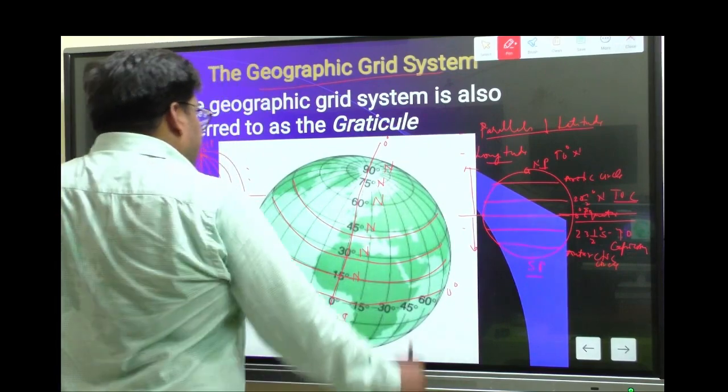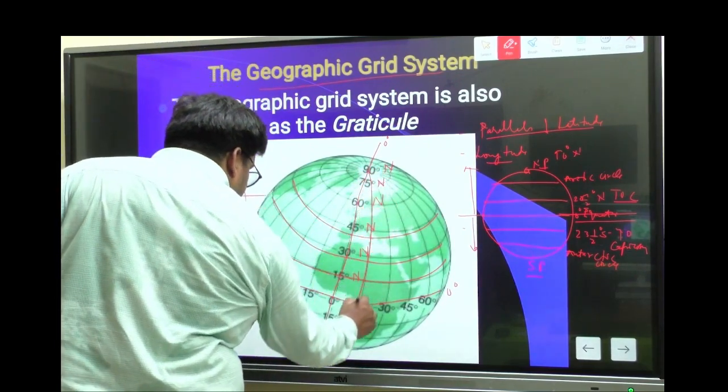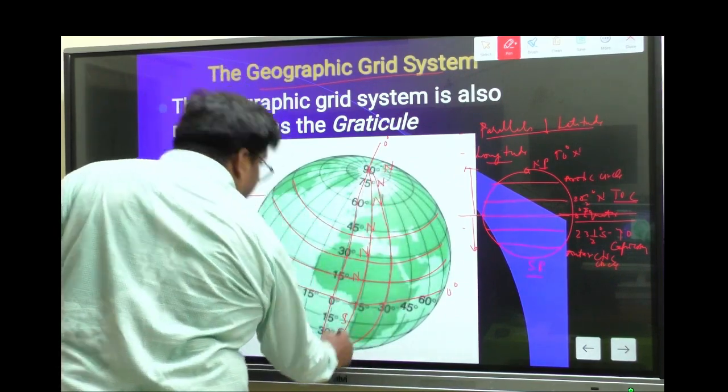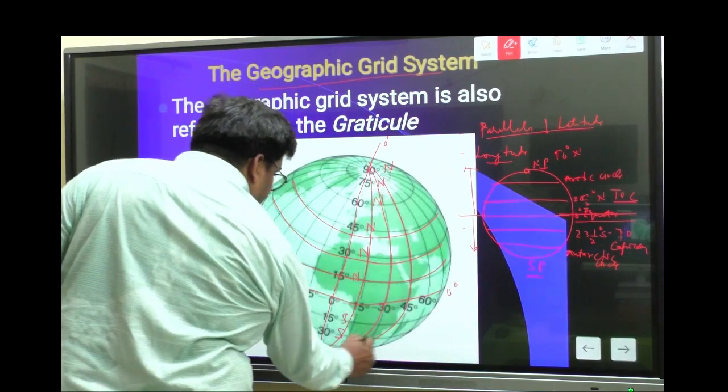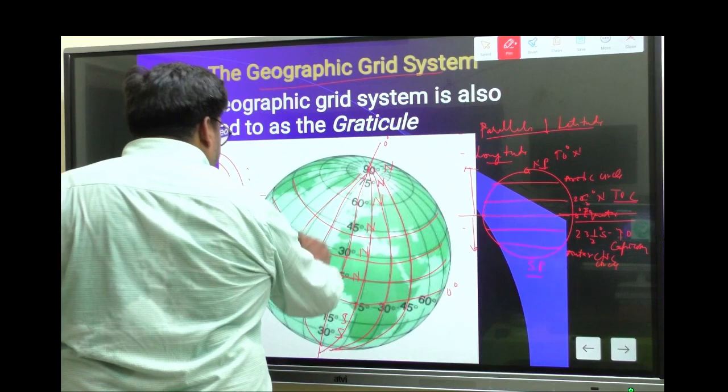So again, I said that they originate at the northern pole and merge at the southern pole. They originate at the northern pole, merge at the southern pole, and similarly in that direction, the western direction also, this way.